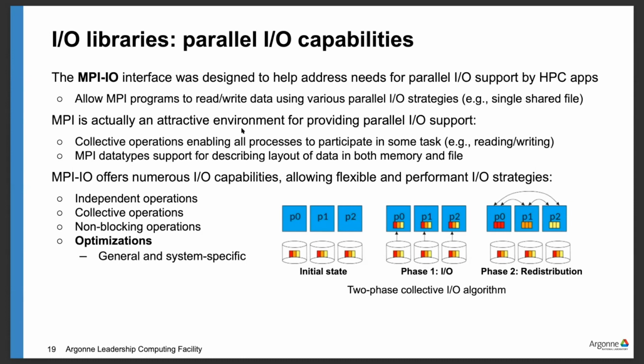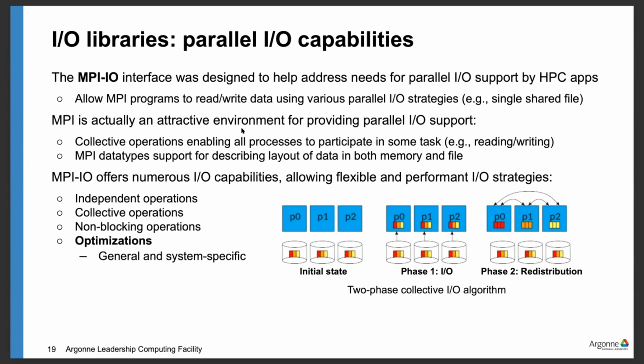An example of a general optimization is over here to the right. This is the two-phase collective I/O algorithm. Essentially, it's an optimization on collective I/O that gives you better performance by splitting it up into two phases. So you have three processes with data on three different storage devices, more or less, and we want to end up with all of the same color data blocks on each process, as you can see on the far right upper part. But essentially, the way you can do this to get better performance is to have specific processes do this phase one I/O part.